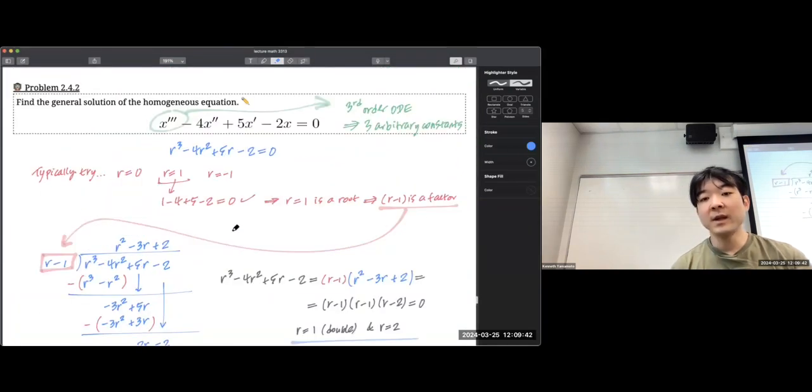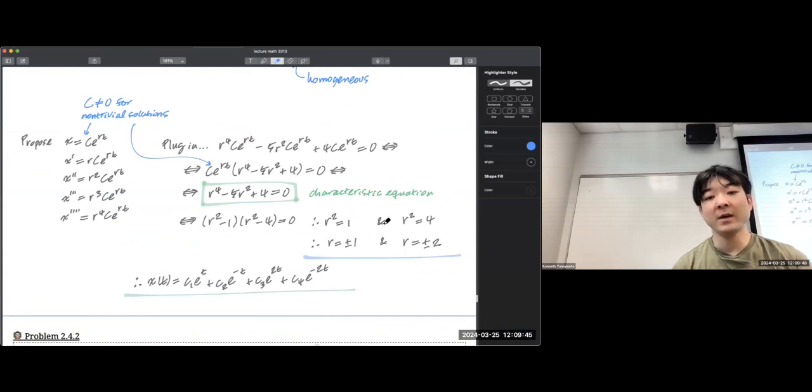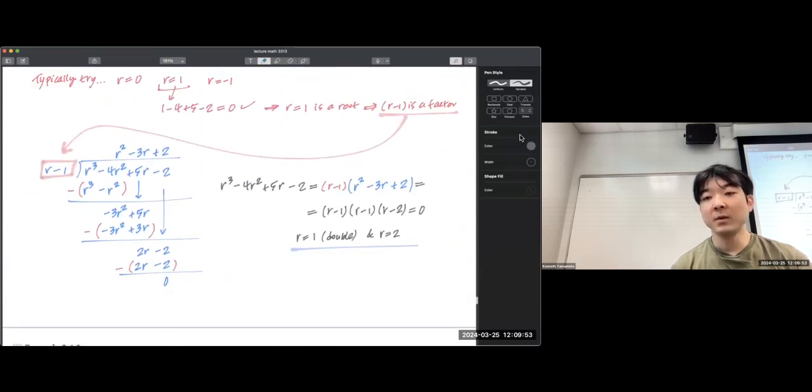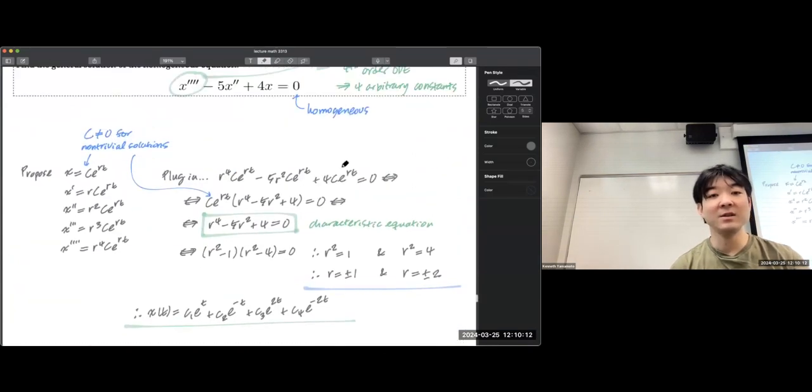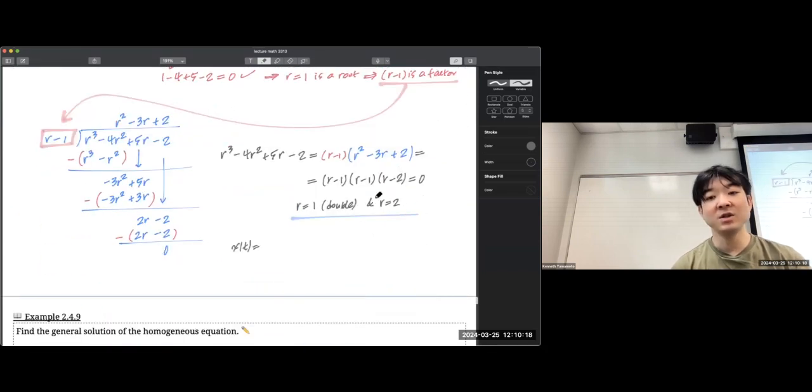Unlike the one we had before where all these were distinct, so you had r plus or minus 1, r plus or minus 2, and you just build each of them, this one has one of them as a double. The one that's not a double, which is r equal to 2, is really easy. What kind of solution does that give you? Using the same pattern we had, for all these distinct real roots, these were the solutions. So this 2 is just by itself.